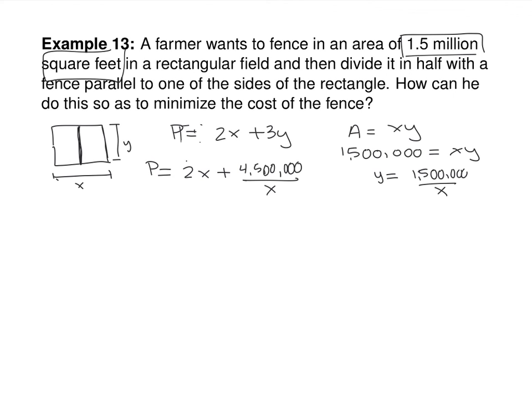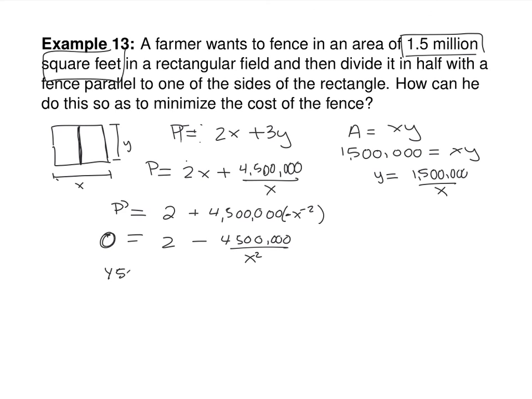Okay, so can you take the derivative of this now to minimize it? What's the derivative of the 2x going to be? 2. How about the 4,500,000 over x? Negative 4.5 million over x squared. So P prime will be 2 minus 4.5 million over x squared. Set that equal to 0.